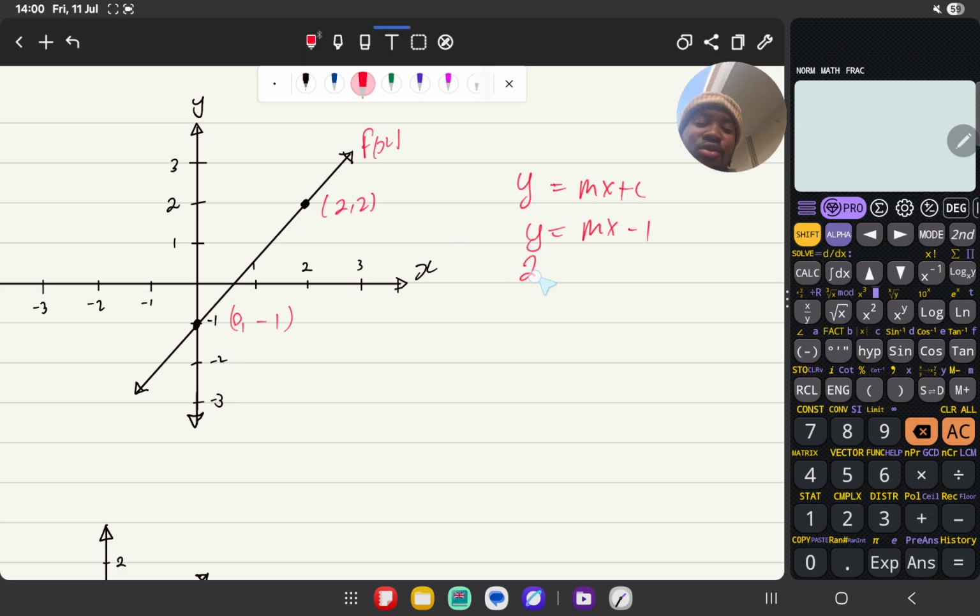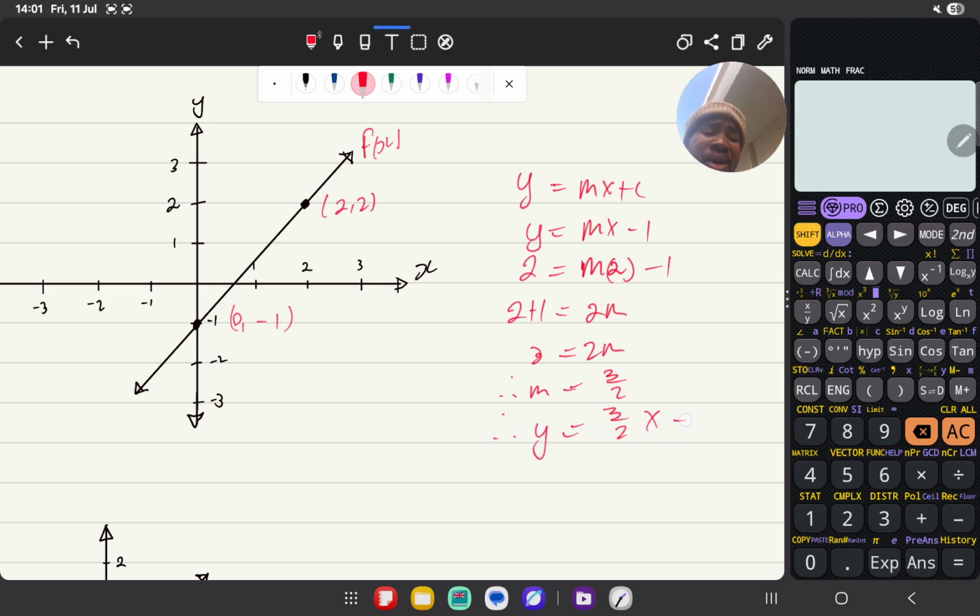From now you can just go 2 equals m multiplied by 2 minus 1. You go that side, 2 plus 1 equals 2m. 3 equals 2m, right? And therefore m equals 3 over 2. Therefore y equals 3 over 2 x minus 1. Do you see, friend? And it works. You substitute 2 here, the 2 will cancel. You have 3 minus 1, that is 2, which gives you 2. So this is the function, this is how we find it.